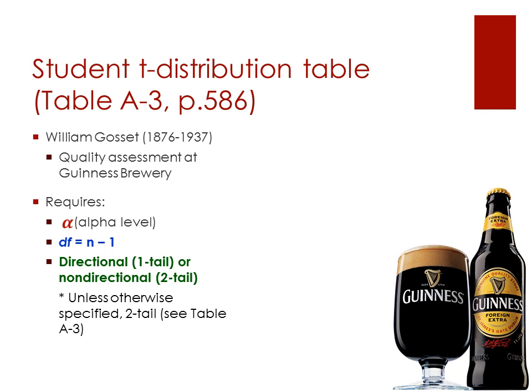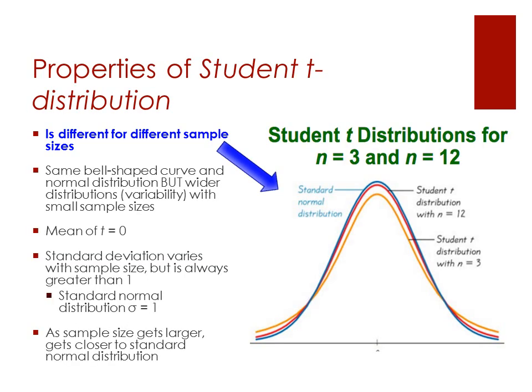Now, keep in mind, unless otherwise specified, you're going to do a two tail test. So when they're not giving you any specifications, we err on the side of caution and do a two tail. However, we usually prefer to set up a problem to solve for a one tail test. So let's take a look at the distribution table.